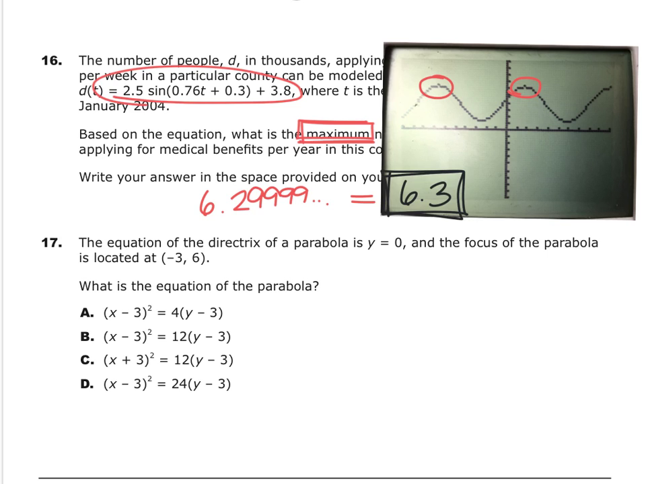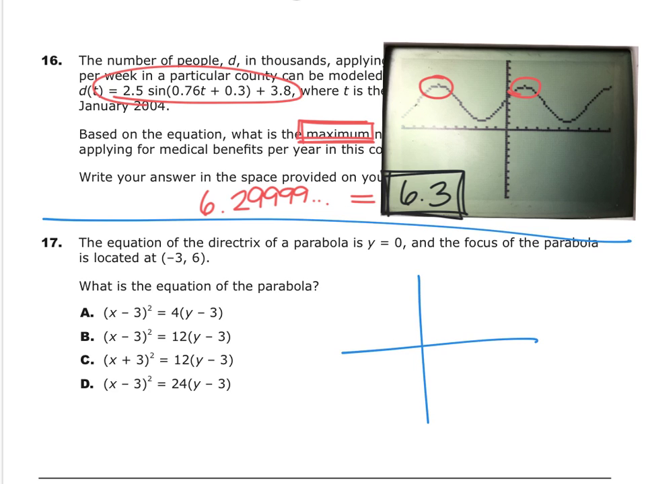So remember, you can use your calculator to do stuff even if you don't really know exactly what the equation means. And then 17 down here is a lot like the question we did before. We're going to graph the directrix, y equals 0, so cutting through 0 on the y-axis. And then the focus of my parabola is at (-3, 6). 1, 2, 3, 4, 5, 6.